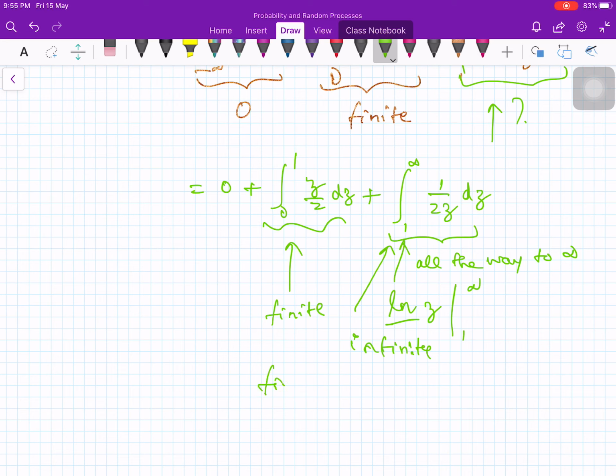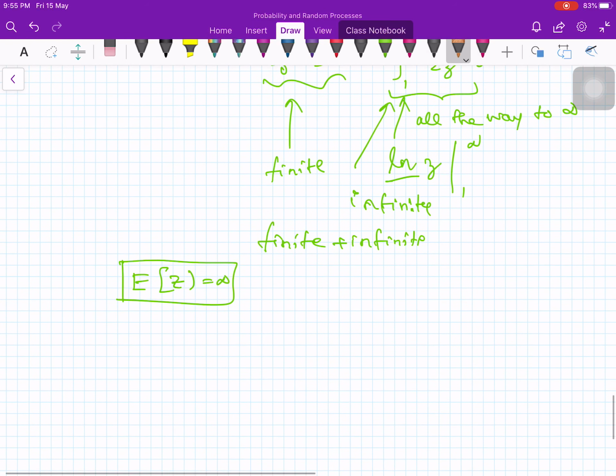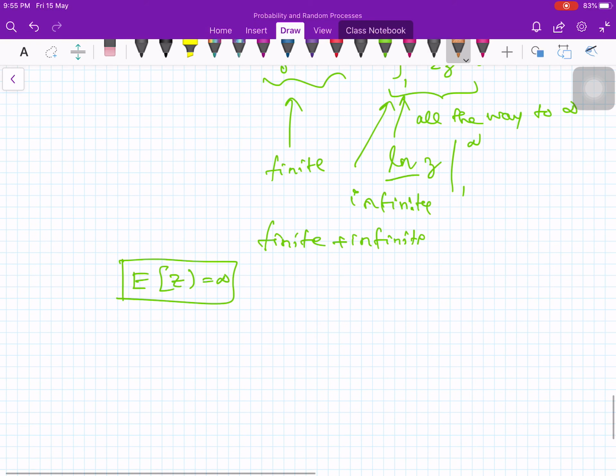Therefore finite plus finite plus infinite value is going to be infinity. See, the expected value of z is going to be infinity. Okay, it is going to be infinity. So the expectation of the random variable z is actually infinite in this example. So there is nothing wrong with this. Okay, lots of random variables have infinite expectations.